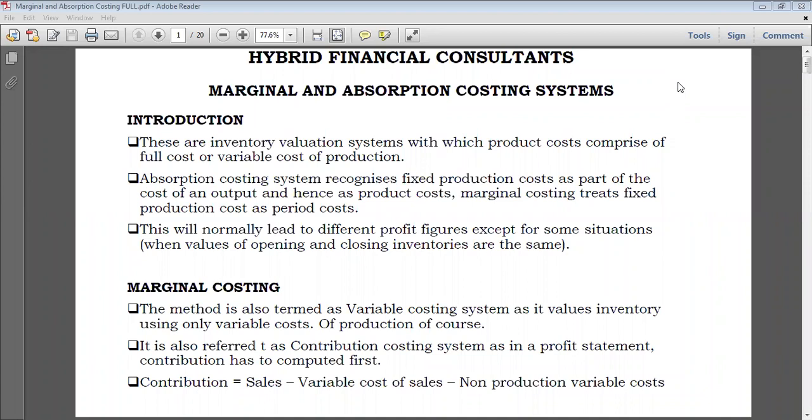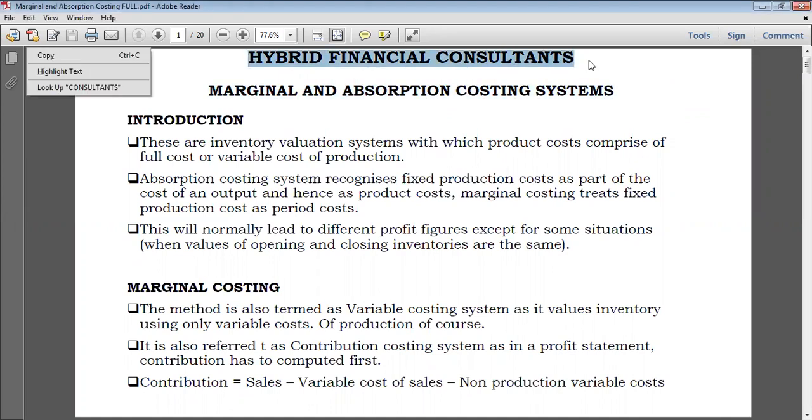Oh, all right. So we can start now. Actually, my center here is called Hybrid Financial Consultant, so that's no issue. This is not part of our topic today.